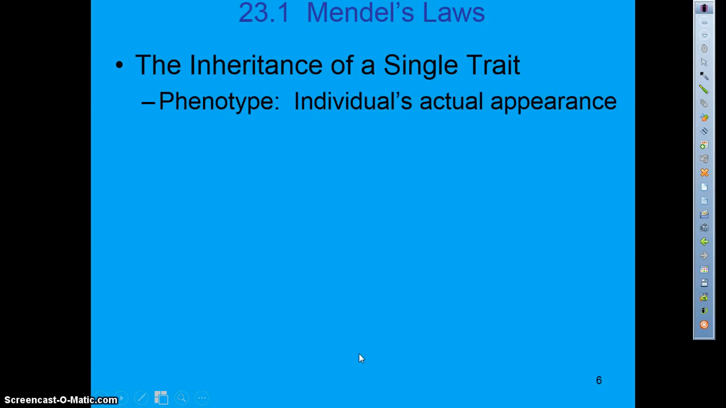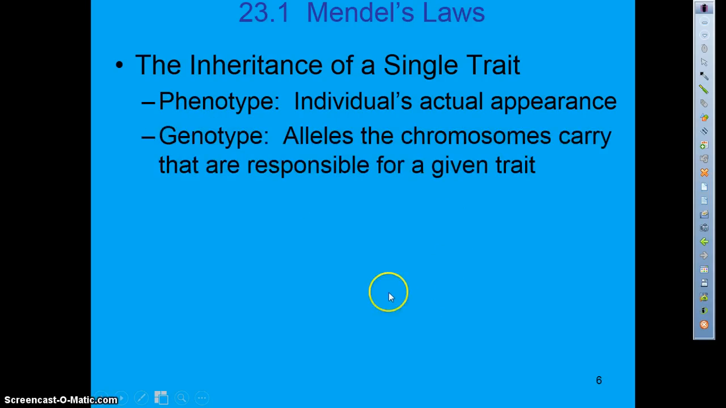The inheritance of a single trait. We're going to talk about phenotypes. Phenotype is a physical appearance, so an individual's actual appearance, and that's the way I try to stress to help you remember that pheno is physical, the appearance visually inspected. A genotype is genetic makeup. So the alleles the chromosomes carry that are responsible for a given trait make up the genotype of an individual.